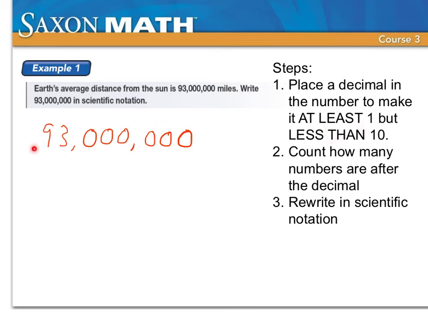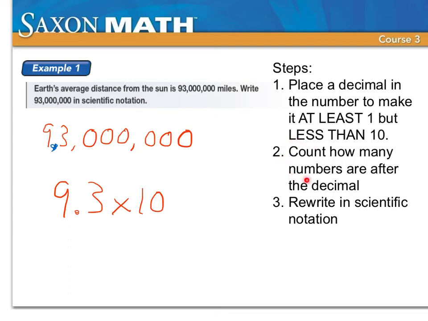Well, if I put a decimal here, that's 0.93. That's not at least 1. So my decimal can go here, and that would make it 9.3. Okay, so I'm going to go ahead and insert a decimal here. And I'm going to take that number, 9.3, and write it down here. Okay, remember scientific notation is always times 10 to some power. And the power that we're going to put here, the exponent, is going to tell us how many spaces I have to move this decimal to get to the end of my number.